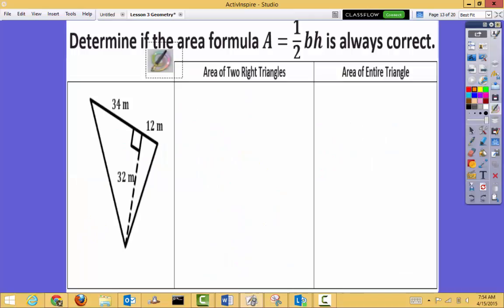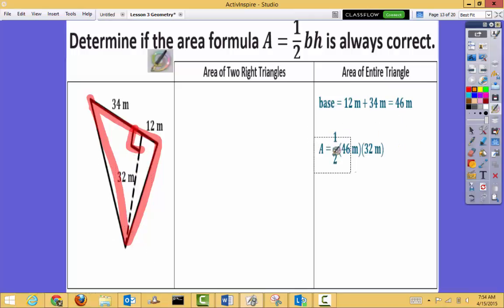Here's our last one. What is the area of the entire triangle? So the entire triangle is the area of the whole shape. Well, first, I'm looking for my base, wherever that right angle is. My right angle is here, so my base is whatever touches that right angle. So it's 34 plus 12 is 46. My height is how tall it is, so it's 32 meters tall. So I plug those in. Now what? Multiply them out and I get 736 meters squared.